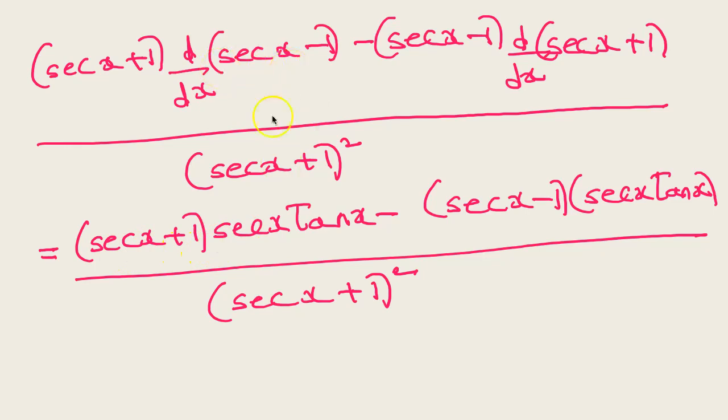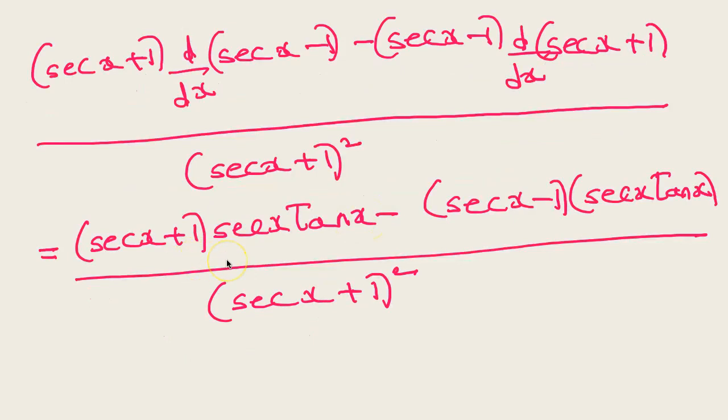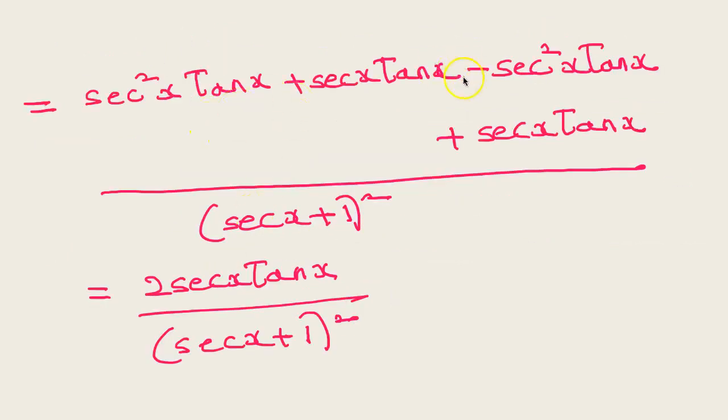What is derivative of sec x, sec x tan x, and what is derivative of 1? 0. And the same thing applies here. Minus (sec x minus 1) into sec x tan x. Simplifying, your denominator remains (sec x plus 1) the whole squared. Opening this bracket, we get secant squared x tan x plus sec x tan x minus secant squared x tan x plus sec x tan x. So what gets cancelled? Secant squared x tan x. And this becomes 2 sec x tan x by (sec x plus 1) the whole squared.